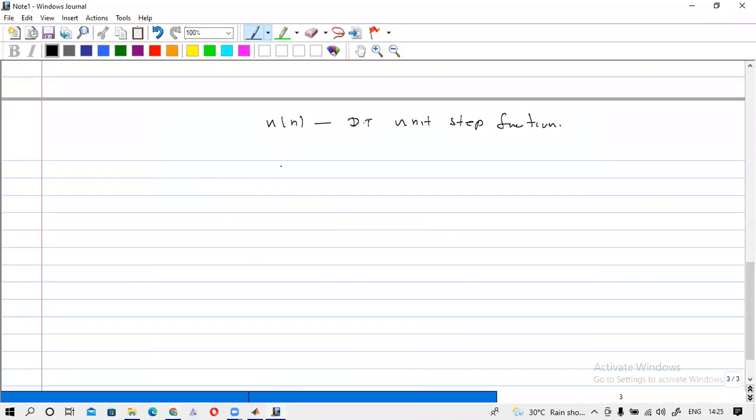Let me quickly recap what the unit step function is. The discrete time unit step function, you already know, has an expression like this: it is 1 when n is greater than or equal to 0, going from 0 to infinity, and 0 when n is less than 0. So this is the unit step function.